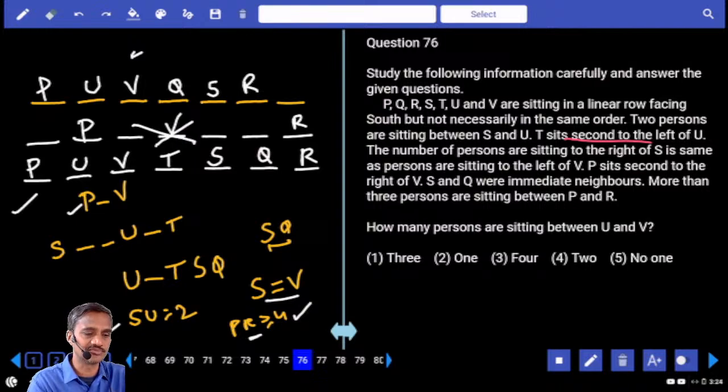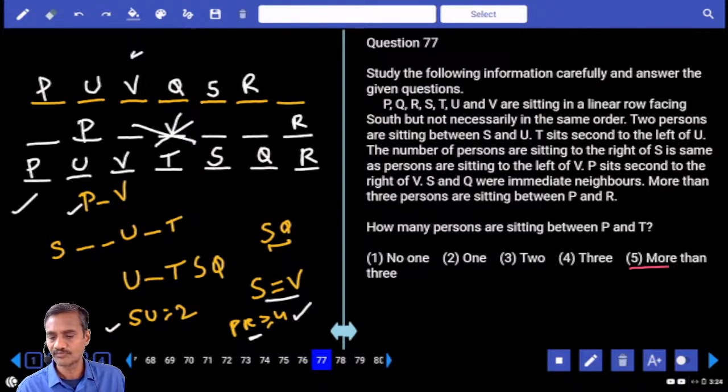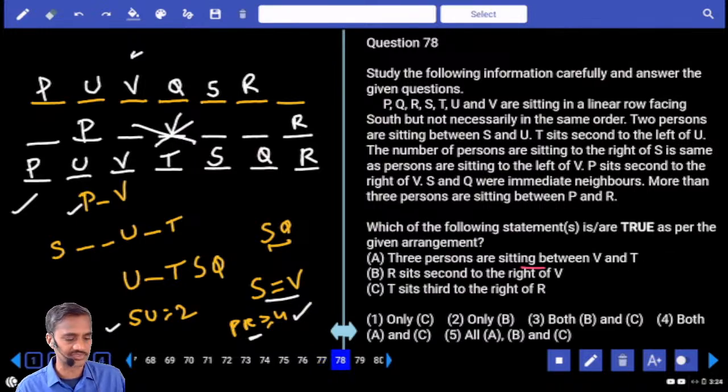Then what is the final arrangement? P U V, T S Q R. Then how many persons are in between U and V? Now in between U and V there is no one. That is the choice for question number 76. The next one, 77: how many persons are in between P and T? In between P and T there are only 2, that is choice 3 for 77.